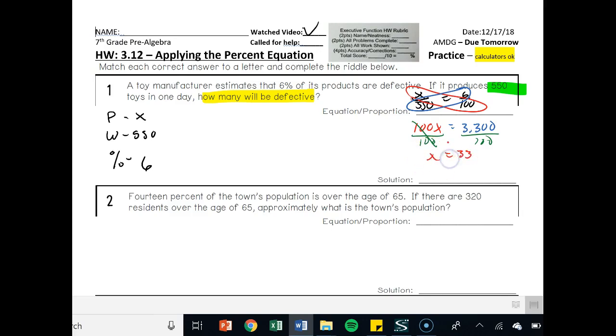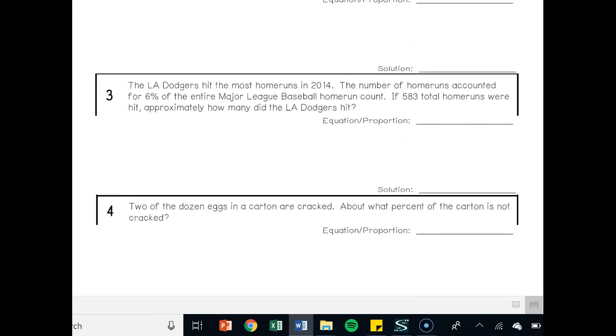So what does that mean? It means 330, excuse me, no, 33, my fault. That means 33 toys are defective. Not too bad, right, for producing 550, only 33 don't work. You'd like it probably to be closer to 1 or none, but that's how it goes.